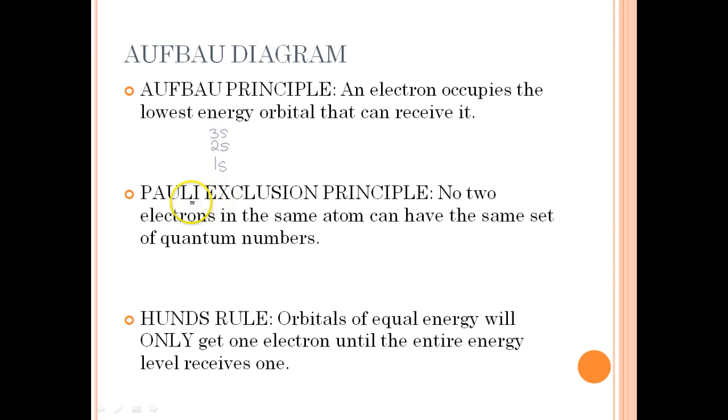Okay? The next one is going to be the Pauli exclusion principle, and that says no 2 electrons in the same atom can have the same set of quantum numbers, which we talked about, those 4 quantum numbers being like the telephone number. None of them are going to be the same, and mostly what differs with each electron is going to be the spin.